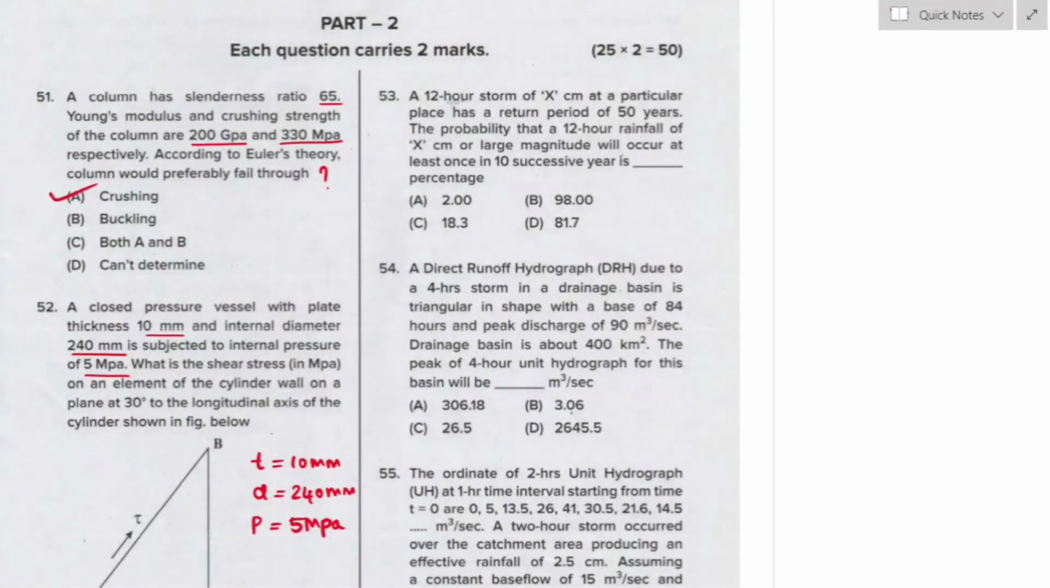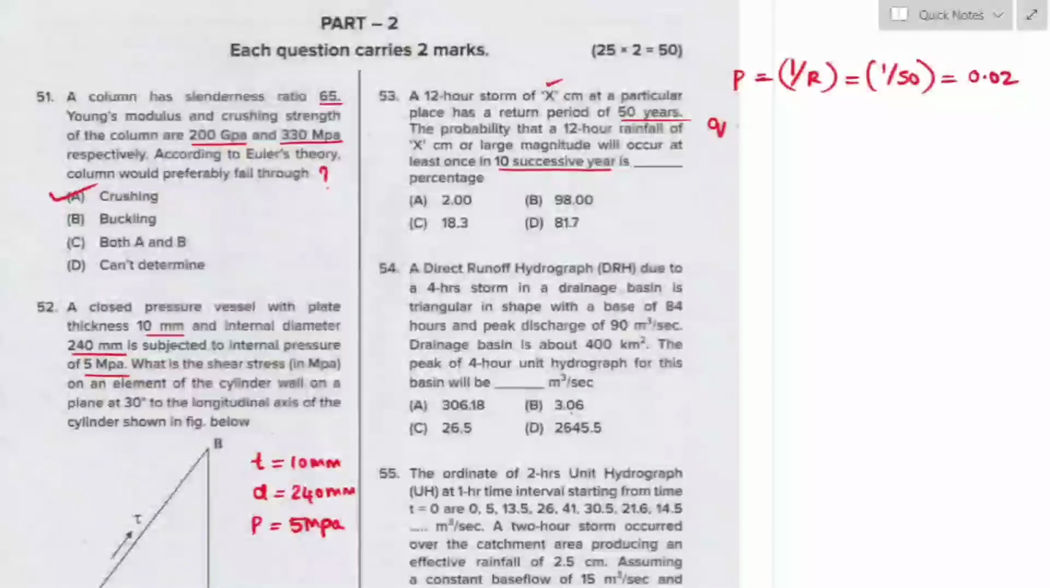Question number 53. A 12-hour storm of x centimeter at a particular place has a return period of 50 years. The probability of a 12-hour rainfall of x centimeter or larger magnitude will occur at least once in 10 successive years in percentage will be. So probability P is equal to 1 by return period. So 1 by 50, which is equal to 0.02. Q is the probability of a rainfall not occurring in a given period. So for not occurring, 1 minus P, so 1 minus 0.02, therefore it is 0.98.